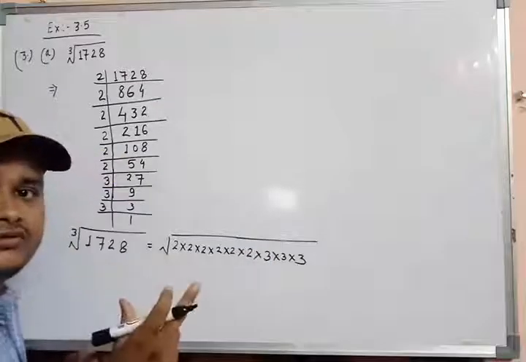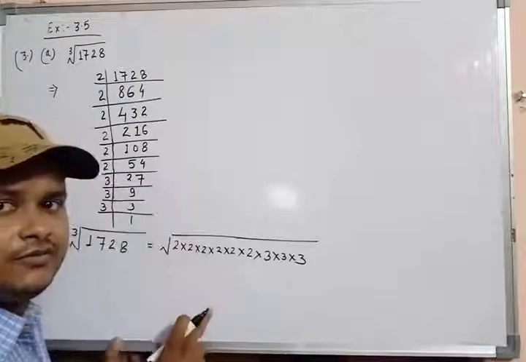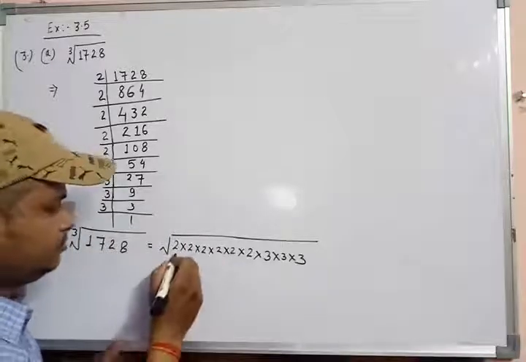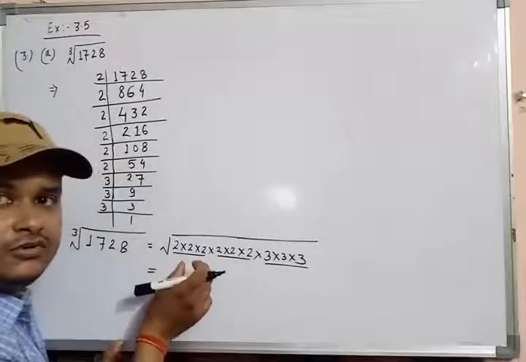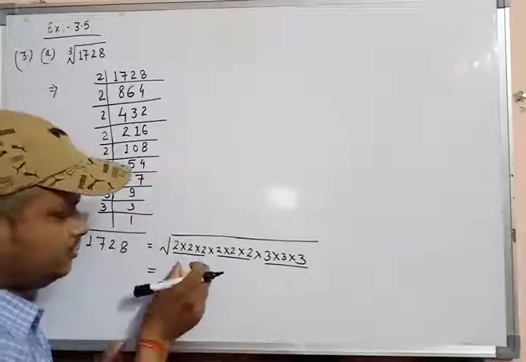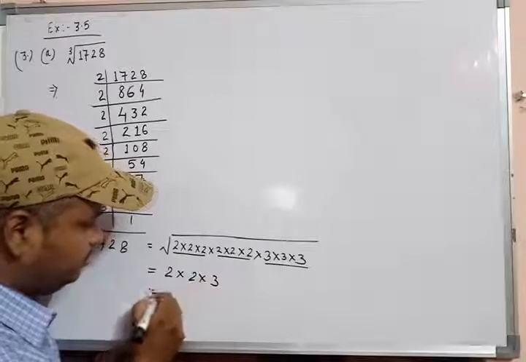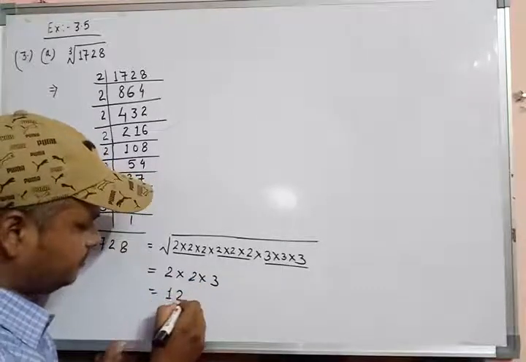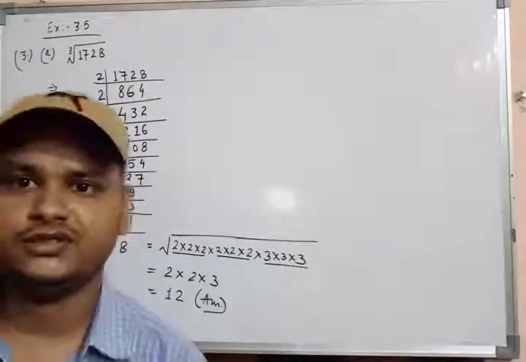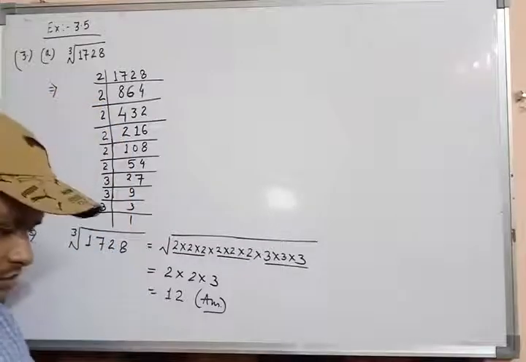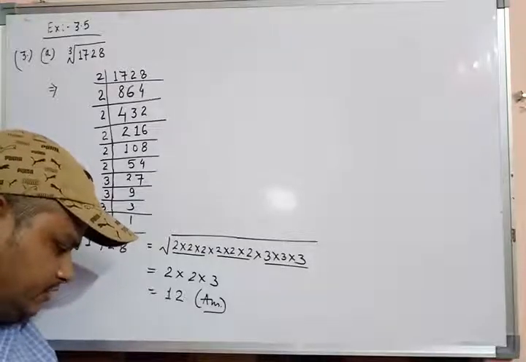Now in square root you have to make a pair, a group of 2 numbers, and in cube root you have to make a group of 3 numbers. So here, from each group we use only one single factor, that is 2 here, 2 here, and 3 here. Then we get 2 times 2 times 3, which is 12. Hence the answer to this question is 12. So students, it is a very easy question, and the prime factorization method is very easy.